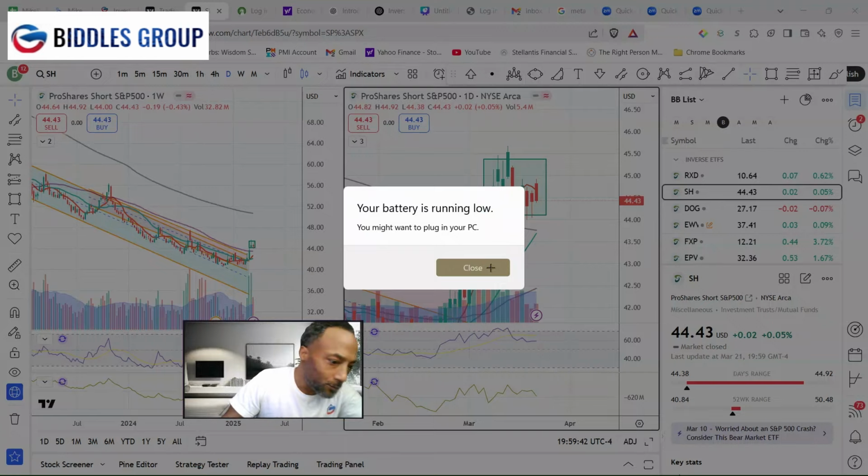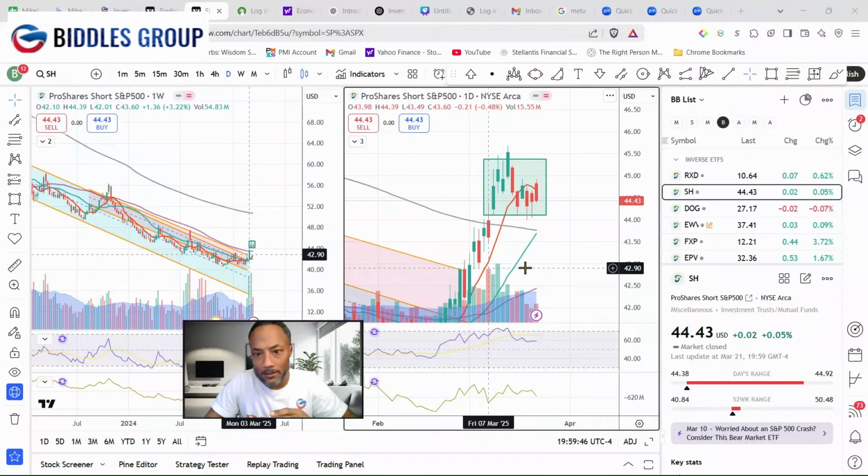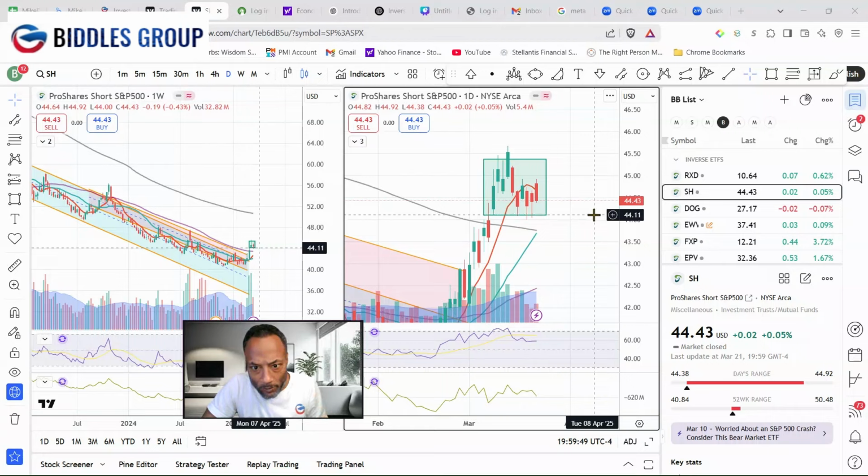We got to plug up our computer here. We can get in at 44.12, 44.11, and then we can share some of that upside.